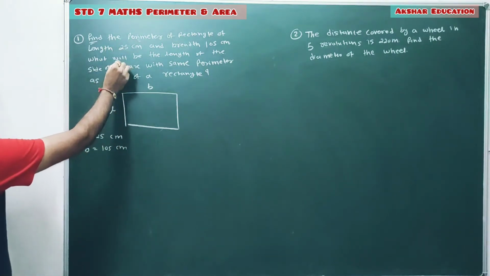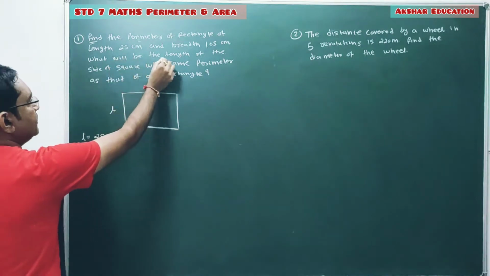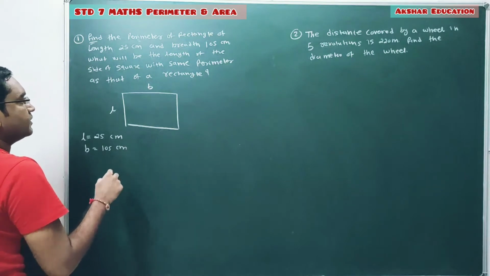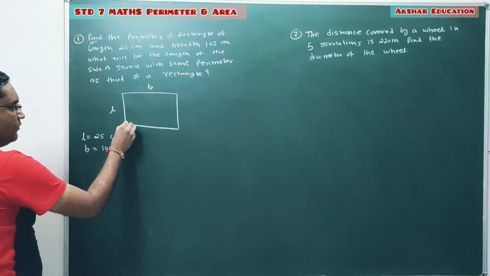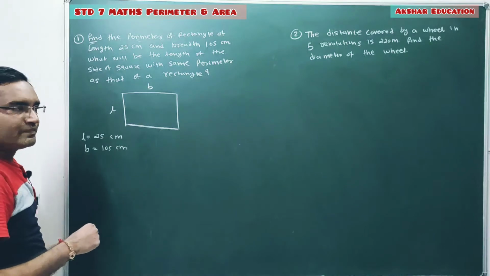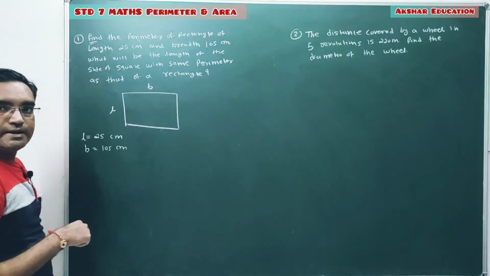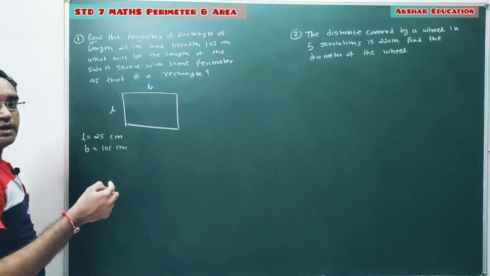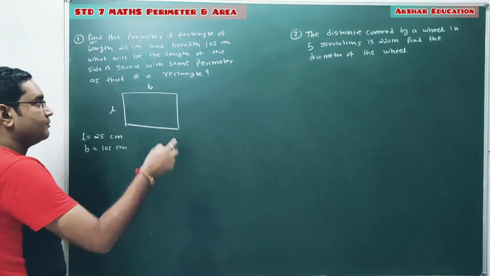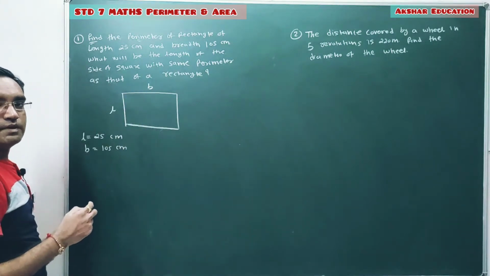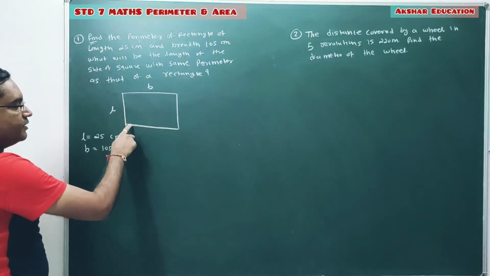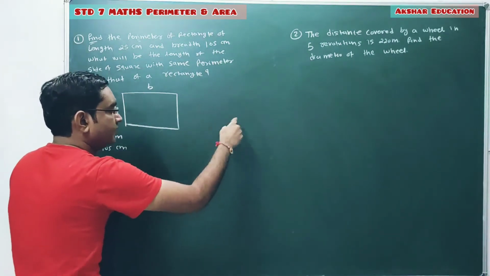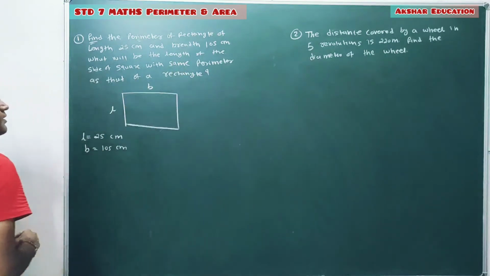Then next part of the question is: what will be the length of the side of the square with the same perimeter as that of the rectangle? First you have to find the perimeter of this rectangle. After finding it, you have to find the length of the side of the square which has the same perimeter as this rectangle. क्या करना है, जो रेक्टेंगल दिया है उसकी पेरीमीटर फाइंड करनी है और सेम पेरीमीटर वाला एक स्क्वायर है उसकी लेंथ फाइंड करनी है। क्लियर?